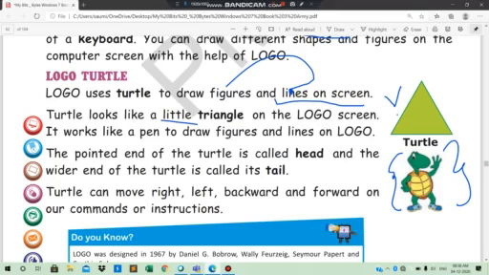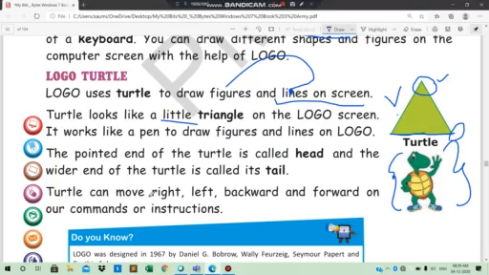The pointed end of the turtle is called the head, and the wider end of the turtle is called its tail. That means this upper pointed part is the head, and this flat surface is the tail. Turtle can move right, left, backward and forward on our command or instruction.